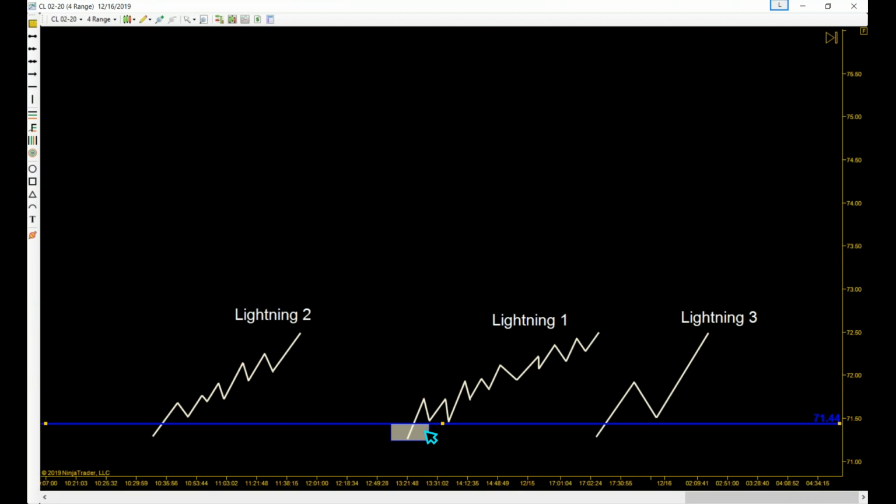So they try their dead level best to take you out. Now, what we like to do is get a thrust, a retrace, and a thrust. And keep in mind that if you continually keep your stops under these swings, you're going to do pretty well in your trading, okay? Now, don't put it under Lightning 3 because, for instance, here's a low here.